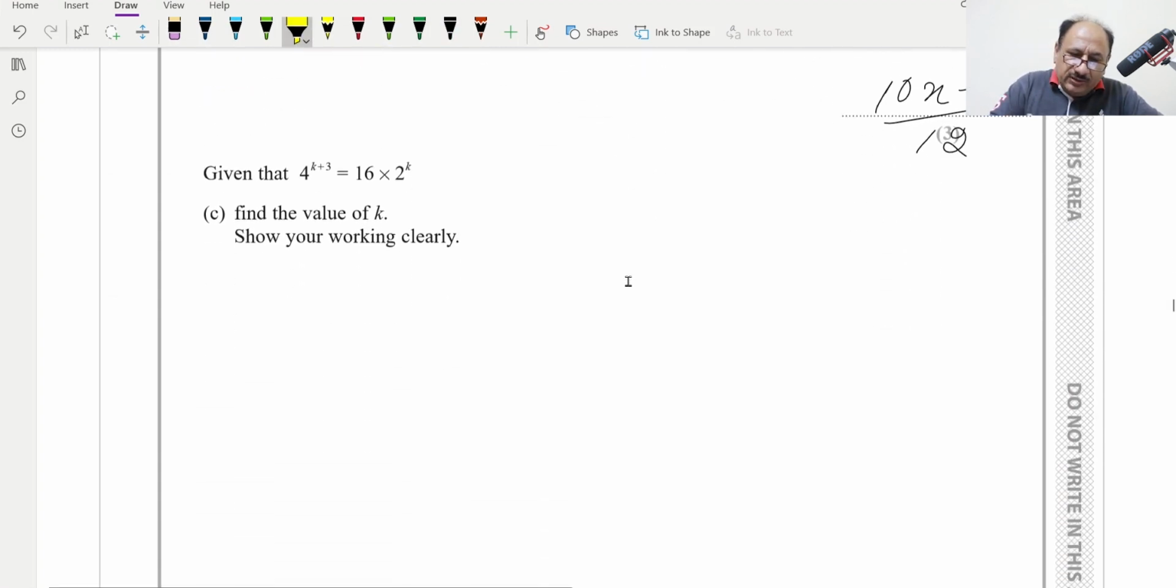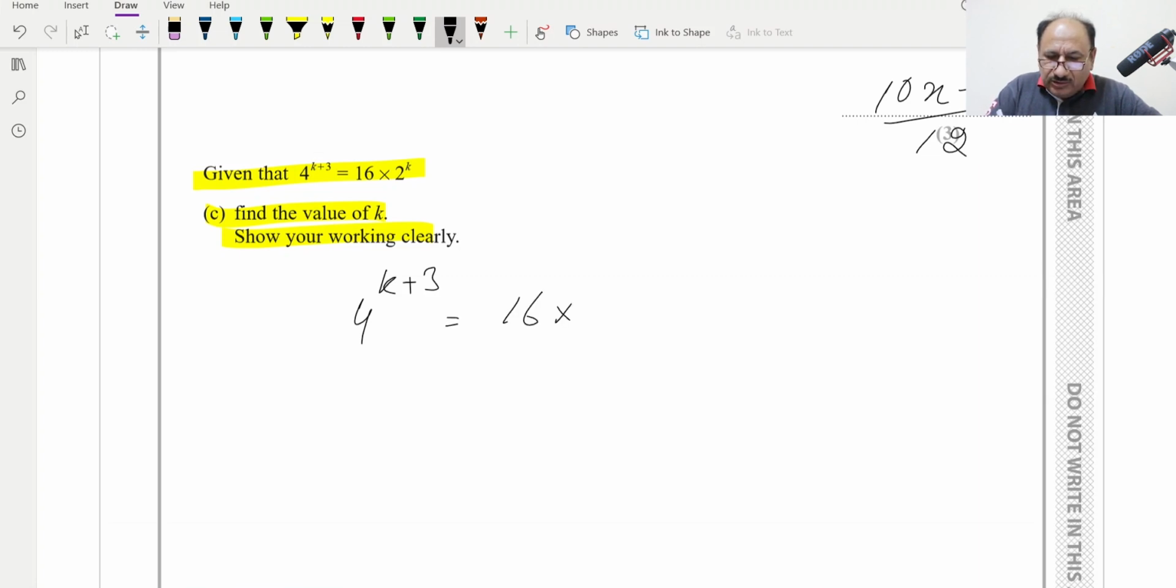And then, given that this is equal to this, find the value of k, showing your working clearly. This given equation we will be utilizing. So 4 raised to power k plus 3 is equal to 16 into 2 raised to power k. So we will shift everything into powers of 2.